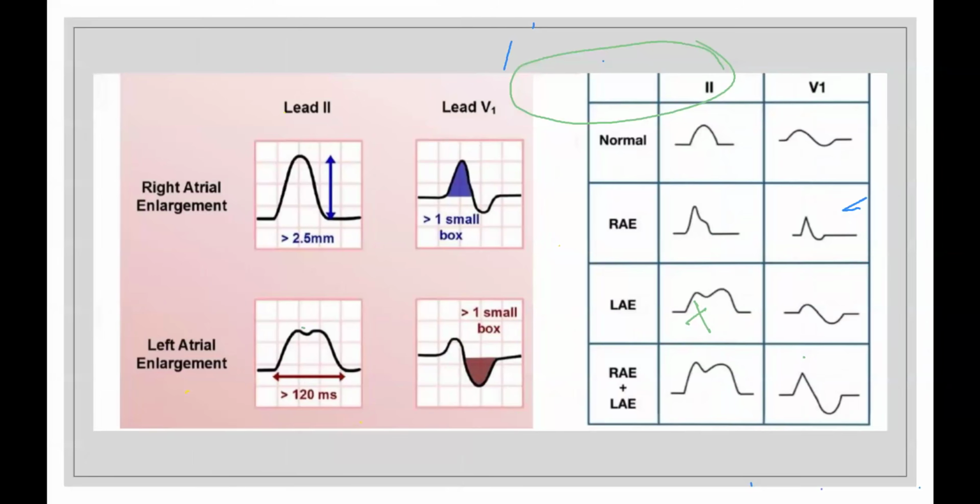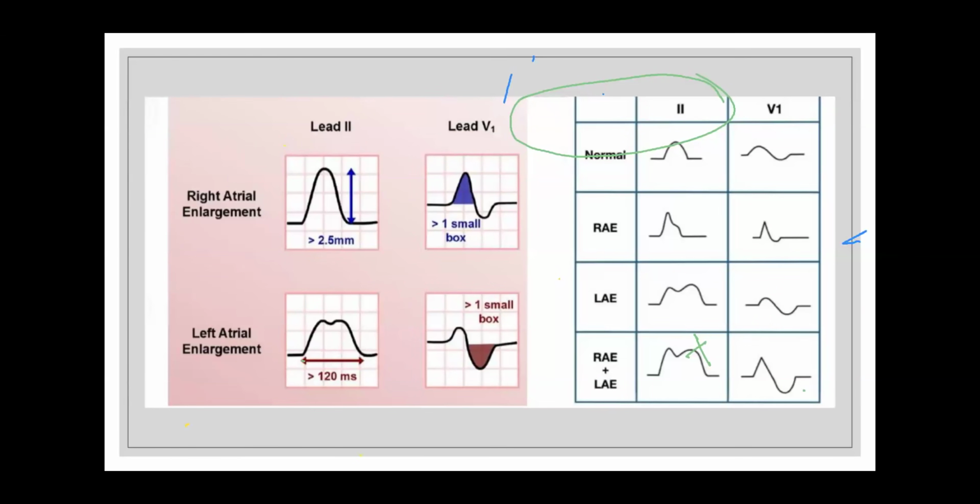So what is the significance of the P waves? For P waves, which lead will you look at? For lead 2, you will see the P wave. Lead 1, axis. Lead 2, rhythm, rate, and P waves. So what is the normal for a P wave? You will see both things, in the vertical direction as well as in the horizontal direction. Both have a significance.